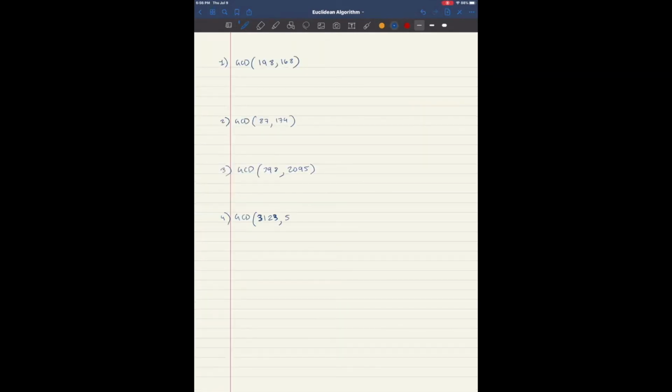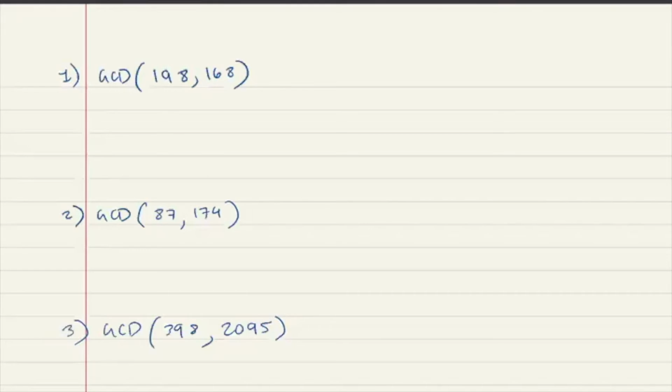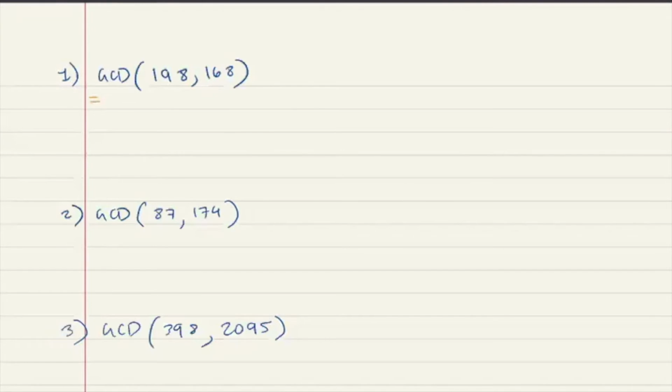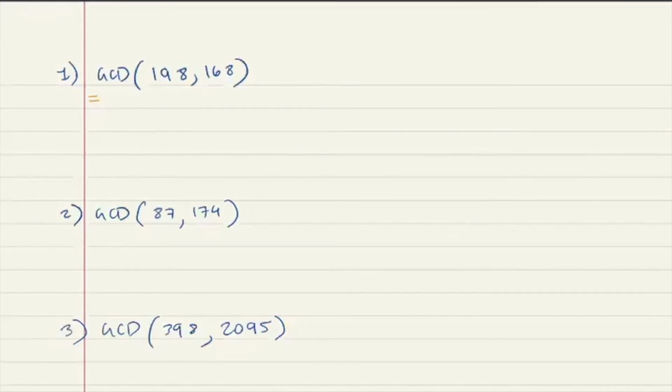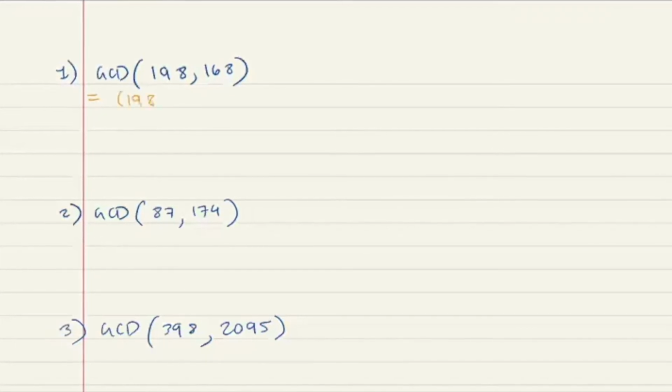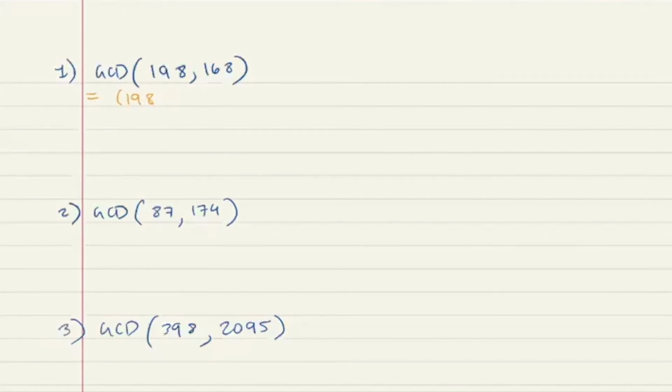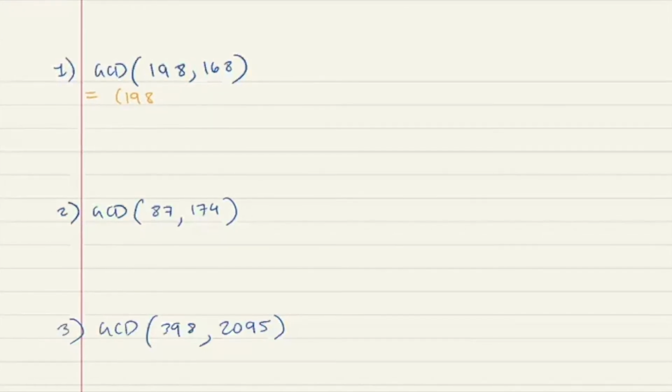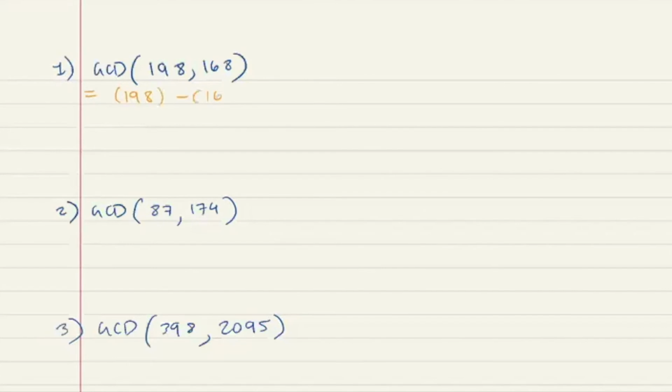Let's do some practice problems now. If you want to do these by yourself, please pause the video here and then check your answers afterwards. For the first one, we take the larger number, 198, and subtract 168, since 168 times 2 would be larger than 198. The difference is 30, so our new pair of integers is 168 and 30.